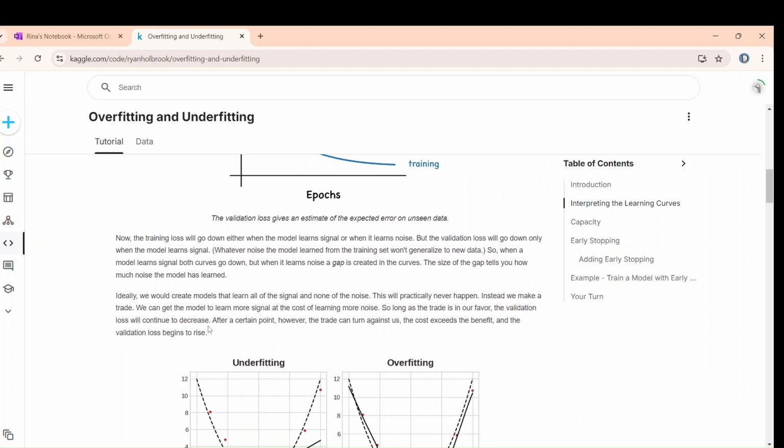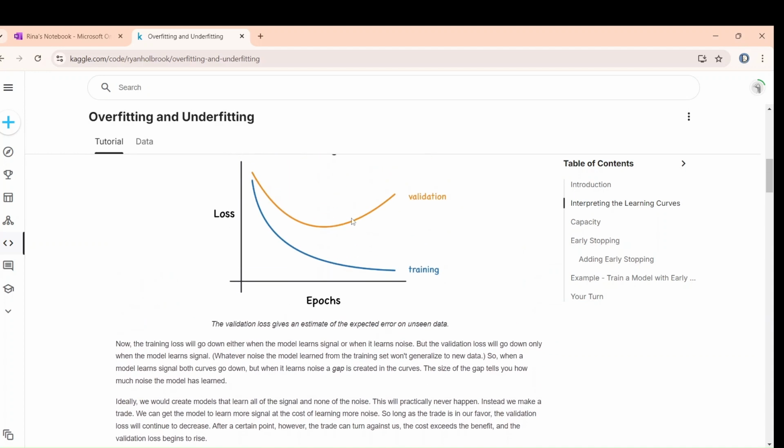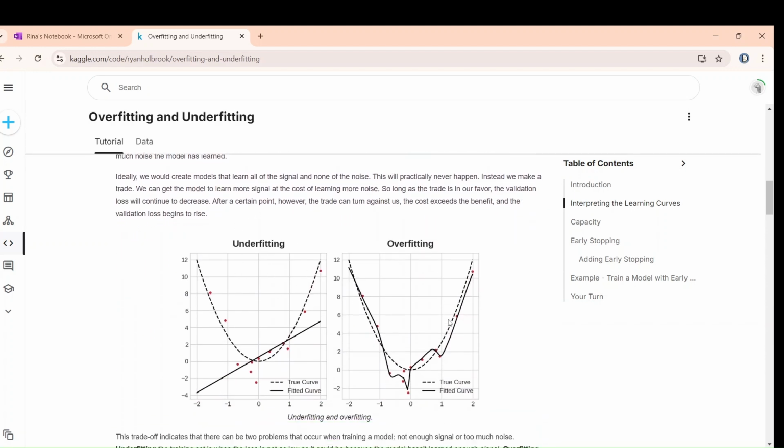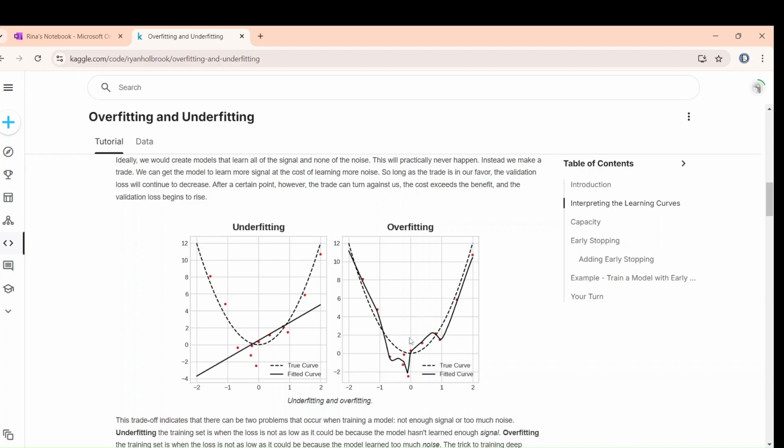The validation loss will continue to decrease, but after a certain point, the trade will go against you, so the cost exceeds the benefit and the validation loss begins to rise. Okay, now see here they have given two concepts, underfitting and overfitting. Overfitting means your model is performing extremely well in the training dataset, but it is unable to perform in the test dataset. You understand the point. While training, it is doing extremely good. It is giving you a high accuracy. But when you apply it on the test dataset, the performance is not satisfactory because it is overfitting.